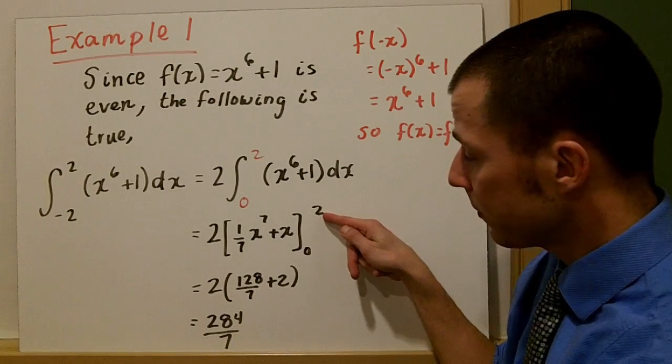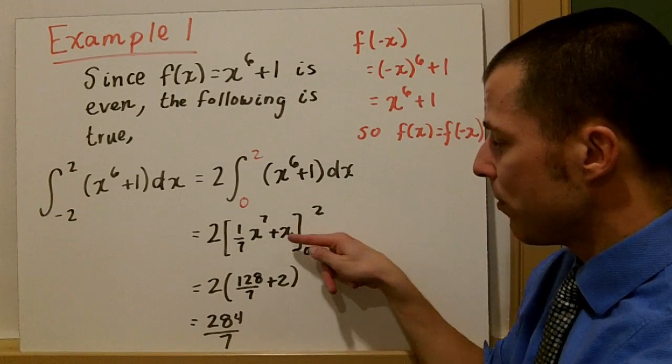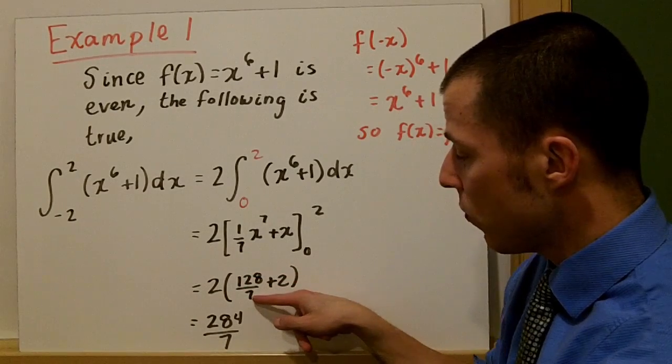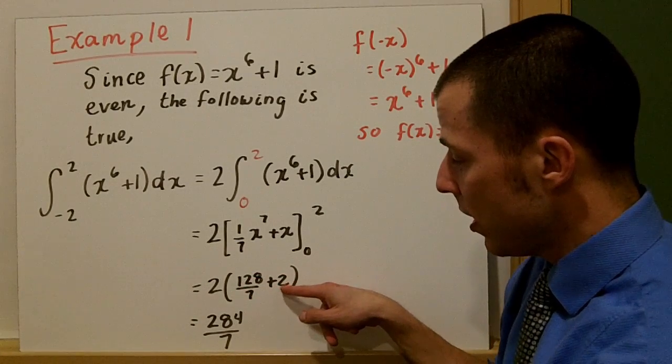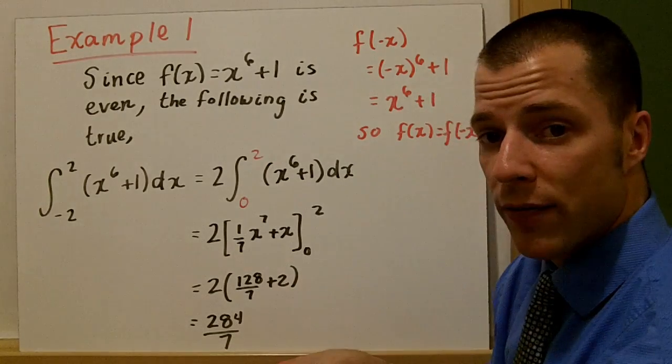We evaluate. So you plug 2 in for x, and you plug 0 in for x, and we get 1/28 plus 2, and the simplification of that becomes 2/84.